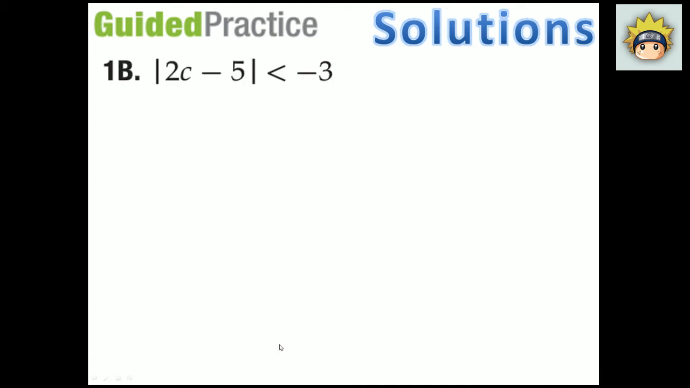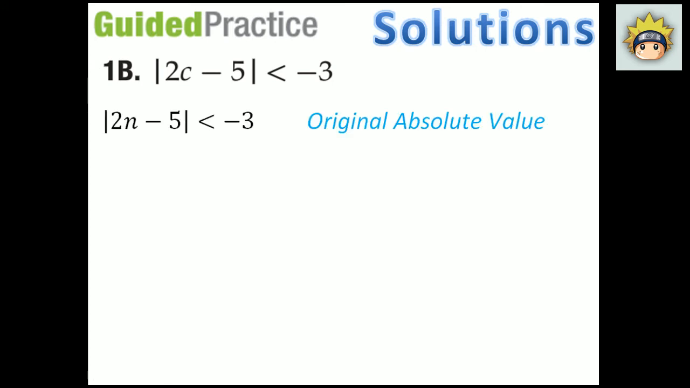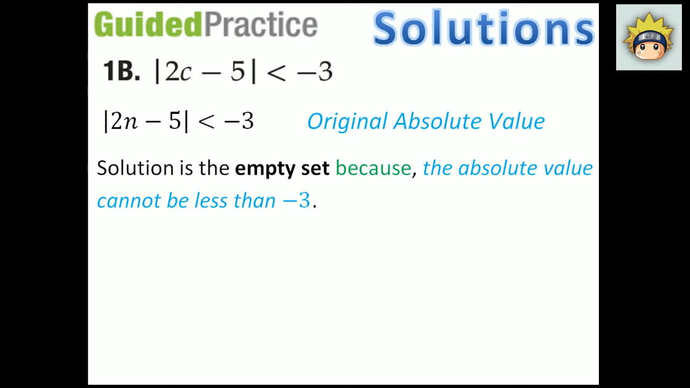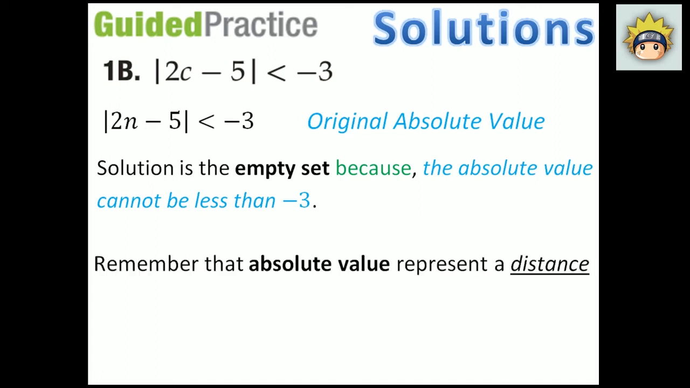What about 1b? You should notice something. This is the absolute value of 2n minus 5 is less than negative 3. The solution is the empty set because the absolute value cannot be less than negative 3. Remember that the absolute value represents a distance.